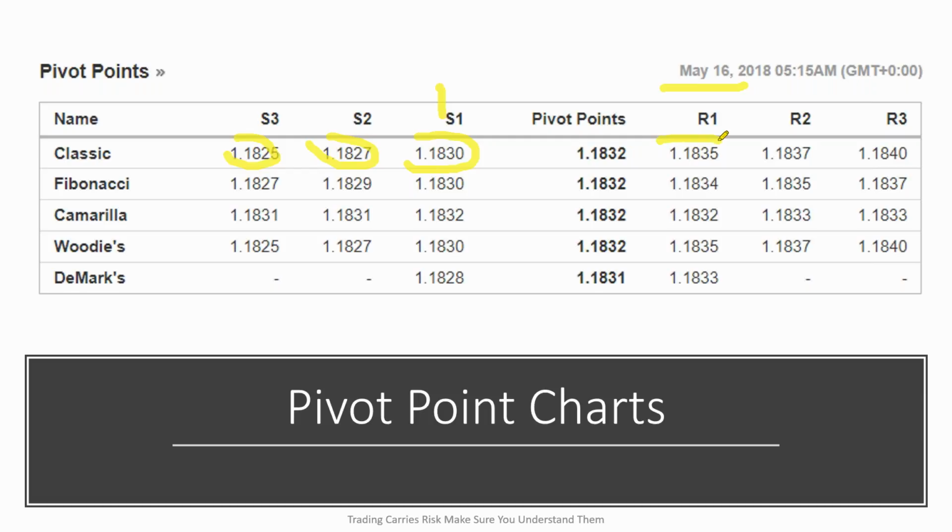We also see resistance 1, resistance 2, and resistance 3. These are 3 levels above and below the current price where we might expect price action. Okay. These are floors above and below the price.